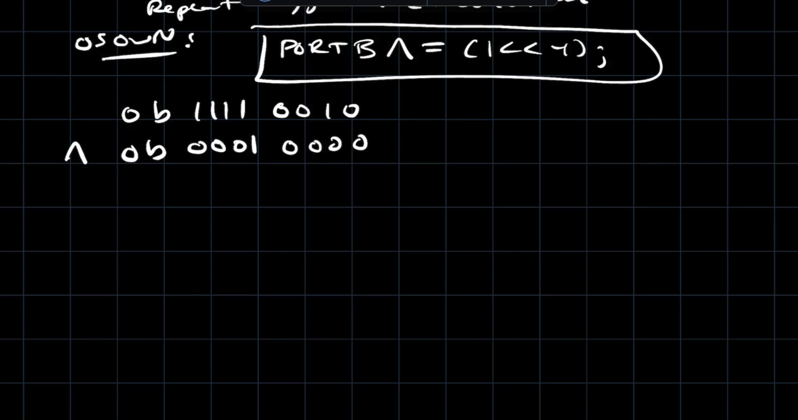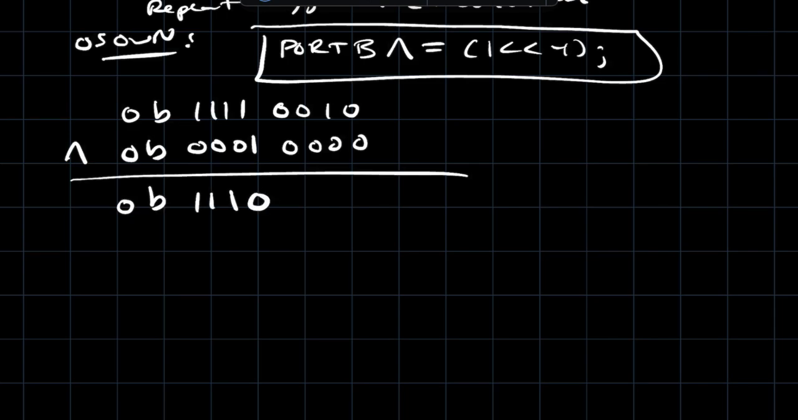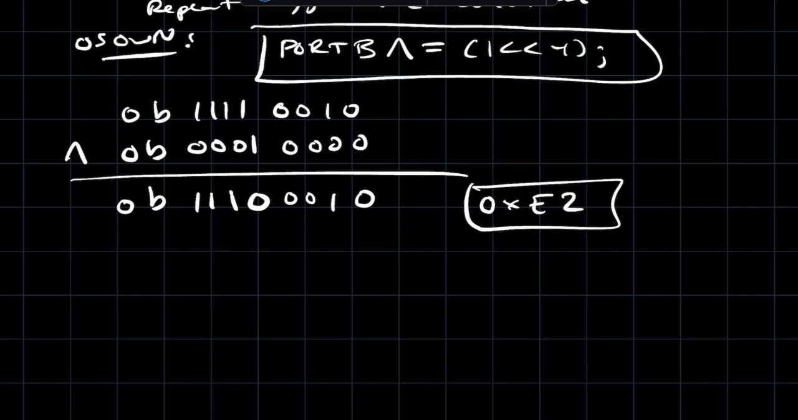And I'm going to exclusive OR this. The logic for exclusive OR is if I've got A and B, then exclusive OR gives me a 1 if A is true and B is not true, or if B is true and A is not true. So in other words, if they're both 1s, I get a 0. If they're both 0s, I get a 0, and I get 1s in the other situations. So I get 0B 1, 1, 1, 0, 0, 0, 1, 0, which of course is the hex value of E2. So that's toggling the bit, it just changed the value of that fourth bit.